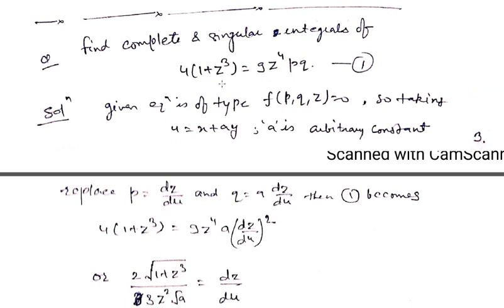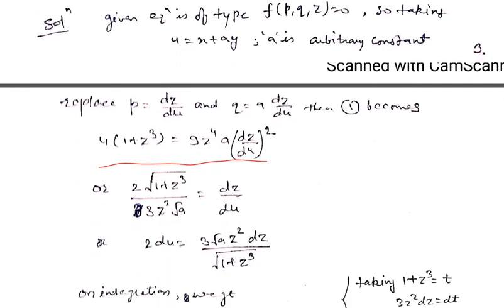So first, taking u is equal to x plus ay, hence p becomes dz upon du and q becomes a dz upon du. So replace p and q in the given equation, we get this equation: 4 into 1 plus z cube equals 9 z raised to power 4 into, in place of p it becomes dz upon du, and in place of q it becomes a dz upon du. So it becomes a times dz upon du whole square. Now from here, dz upon du is what?